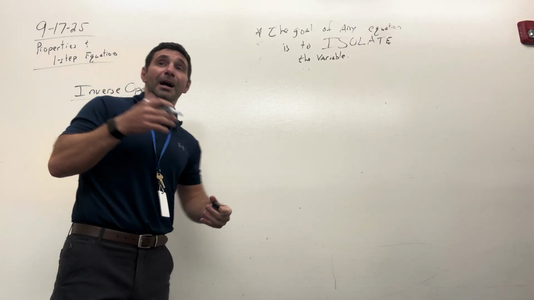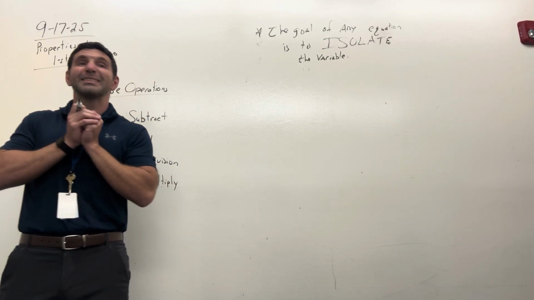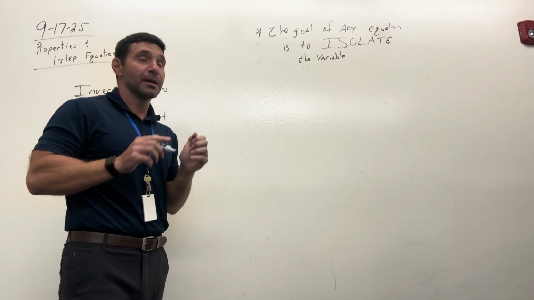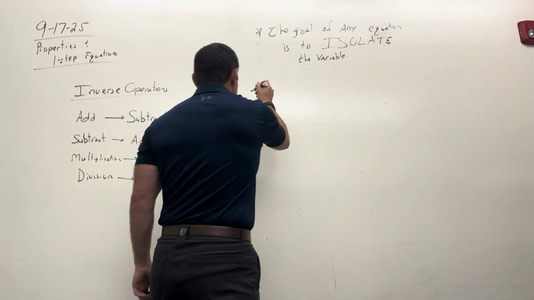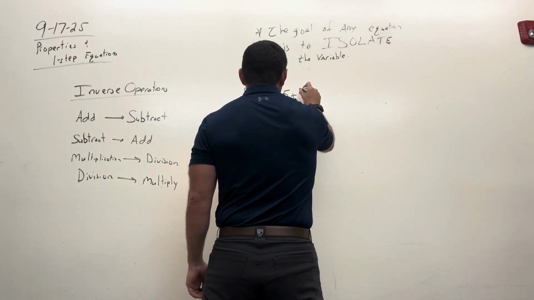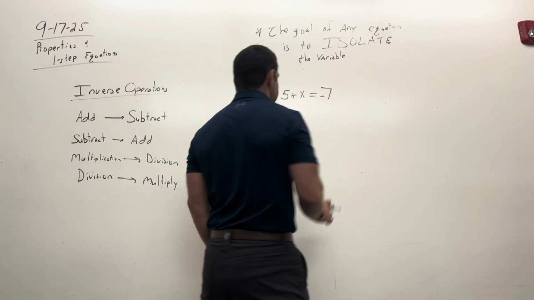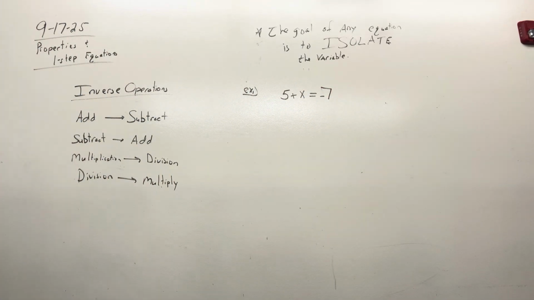So, I will give you steps probably tomorrow. A rundown of steps for 99.9% of equations. I don't want to do that today because I don't want to limit your thinking. So here's example 1. I have 5 plus x equals -7. Now, before we even start this, which I know that you guys know how to solve, I know y'all know how to solve this. The goal is to isolate the variable. That means get x by itself.